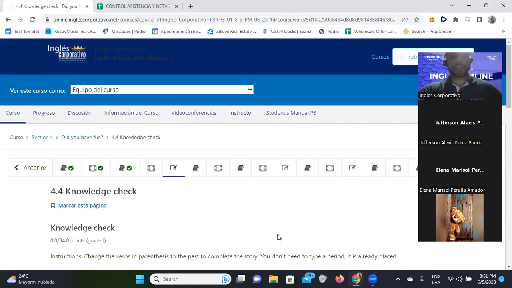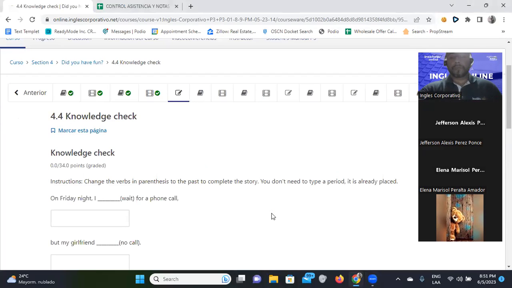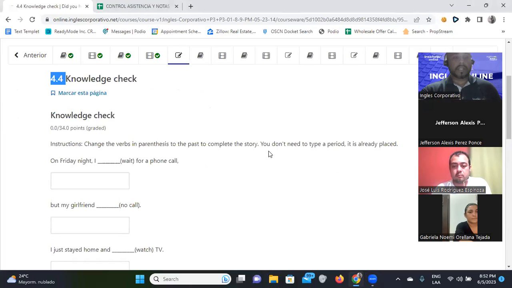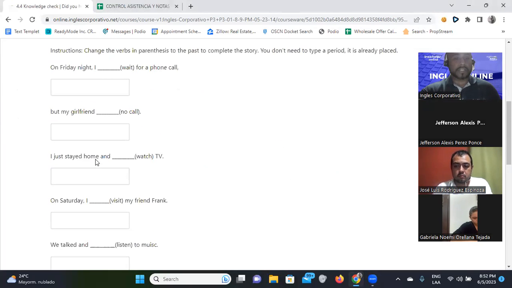Okay, guys. If you're not finished, that's going to be your homework. For the next activity, I would like for us to look at section number 4.4, knowledge check. Instructions: change the verbs in the parentheses to the past to complete the story. You don't need to type a period. It is already placed. So you're gonna finish the sentence over here.